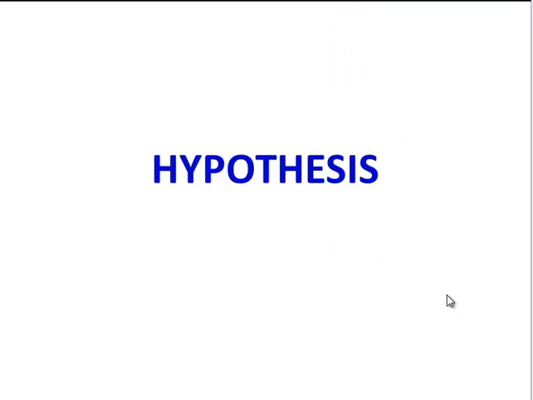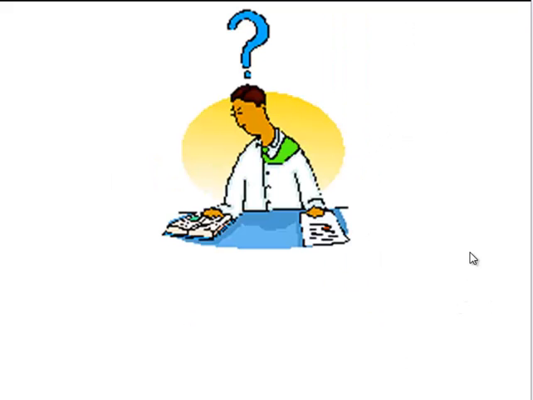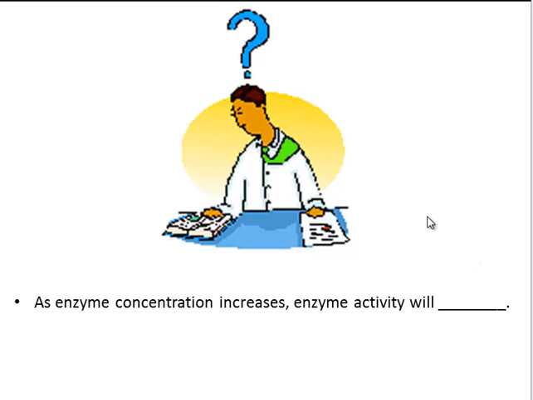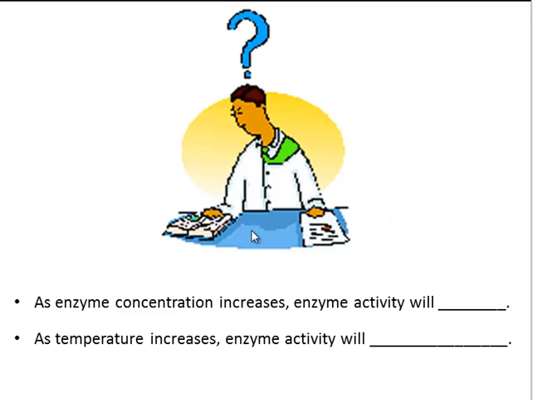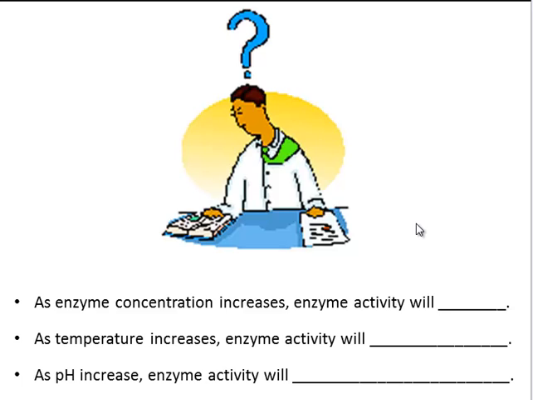Take a moment right now and write a quick hypothesis for each of those environmental conditions. How do you think enzyme concentration will affect enzyme activity? How will changing the temperature affect enzyme activity? And how will changing the pH affect enzyme activity?